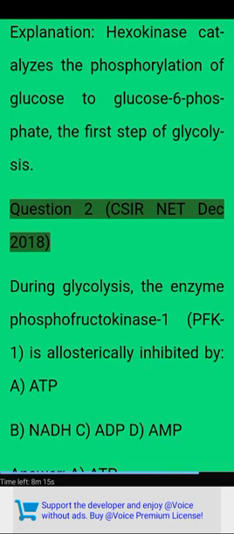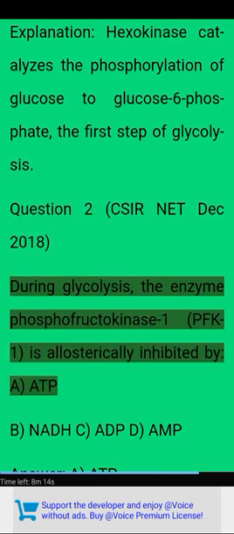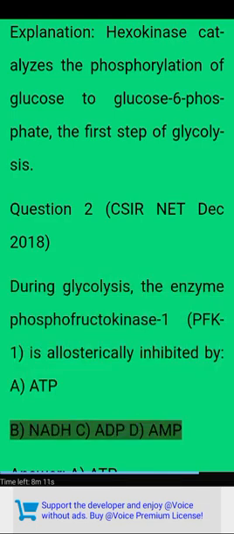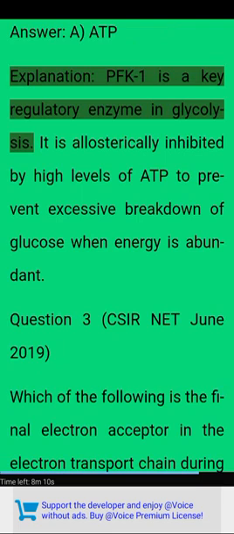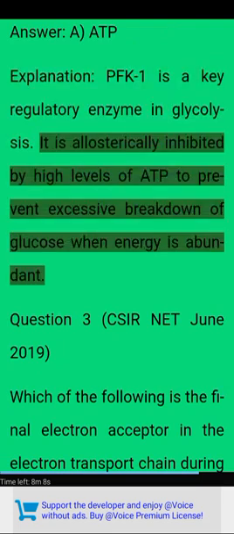Question 2. CSIR NET Dec 2018. During glycolysis, the enzyme phosphofructokinase 1 (PFK1) is allosterically inhibited by A. ATP. B. NADH. C. ADP. D. AMP. Answer: ATP. Explanation: PFK1 is a key regulatory enzyme in glycolysis. It is allosterically inhibited by high levels of ATP to prevent excessive breakdown of glucose when energy is abundant.